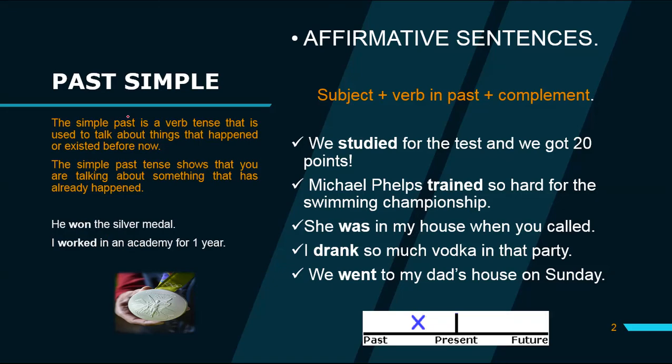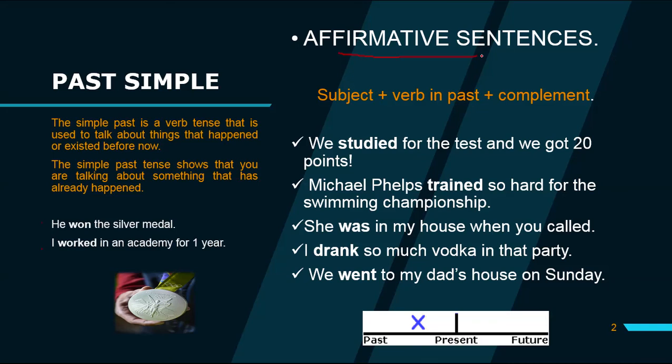Past simple. The simple past is a verb tense that is used to talk about things that happened or existed before now. The simple past tense shows that you are talking about something that has already happened. For instance, he won the silver medal and I worked in an academy for 1 year.